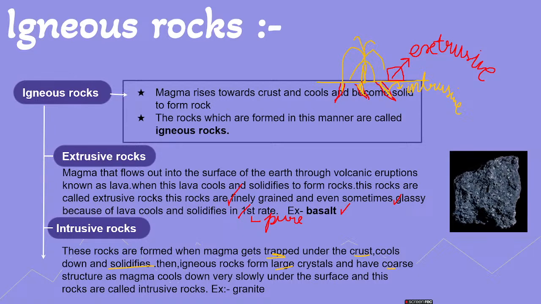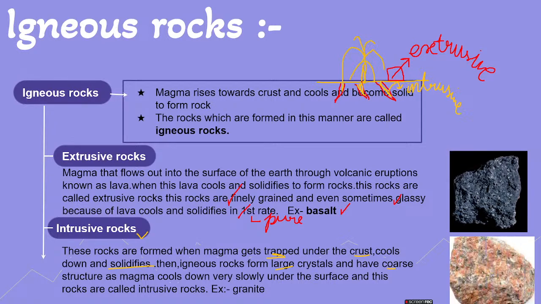And slowly these either go under the surface or come up to the surface. What happens if they go under the surface, we will learn later in this video. But if they come up to the surface, they are called intrusive igneous rocks. Example, granite. What you see here in the image is granite, and this is basalt.